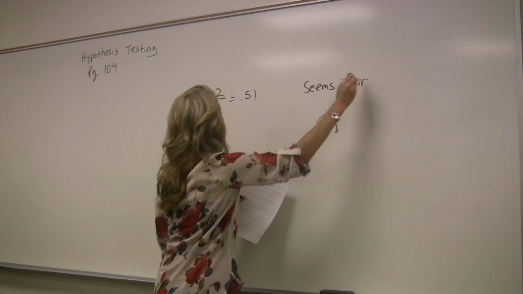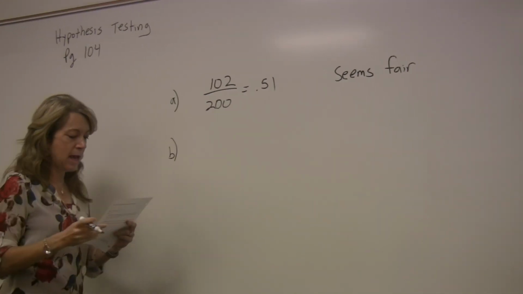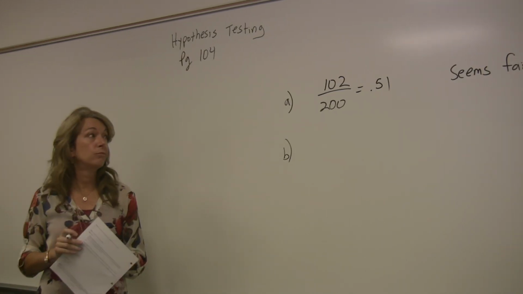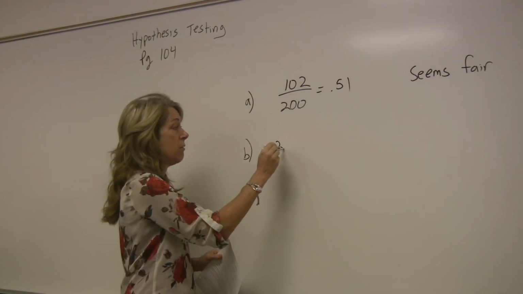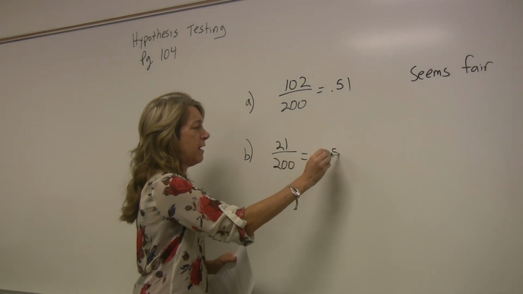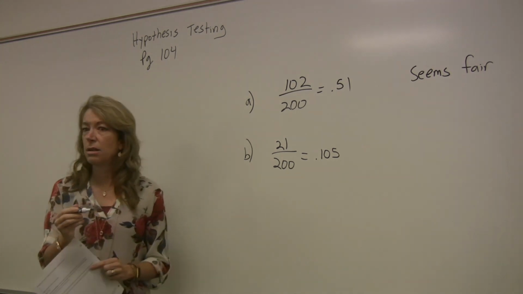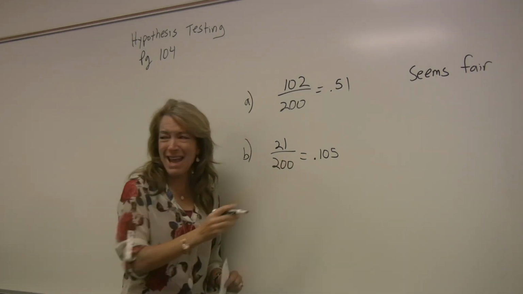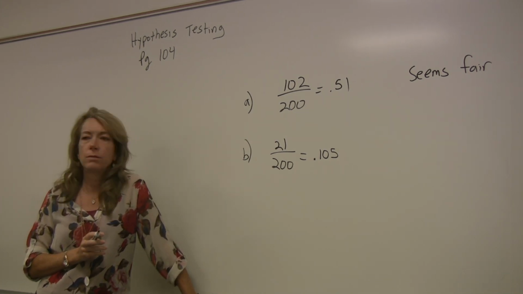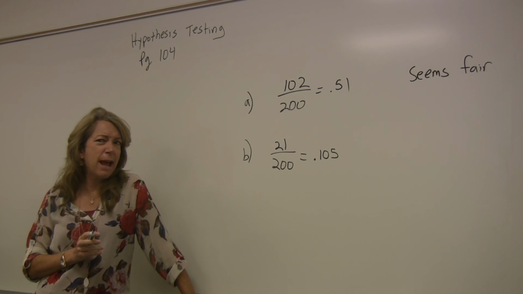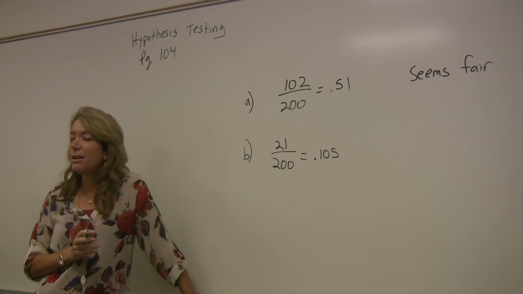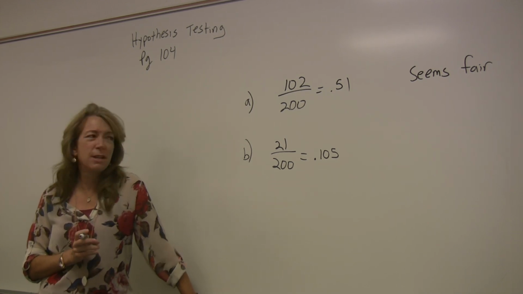So what if I do it again with this coin, and now I get 21 tails out of 200 flips? That's 0.105, I think. Is that right? It's about 10.5% of them are tails. Seems unlikely. Yeah, seems unlikely that would happen, right? Do we agree with Brian? If my coin really is fair, only 21 tails out of 200 flips, something seems wrong.